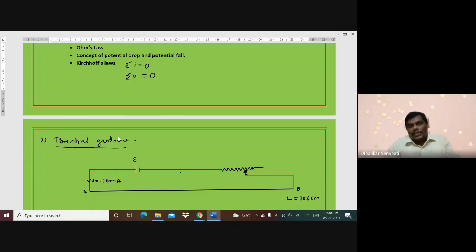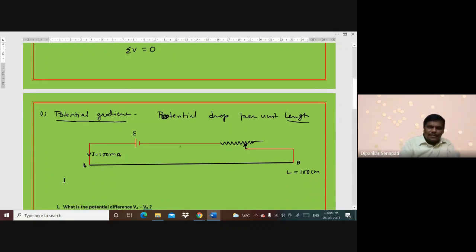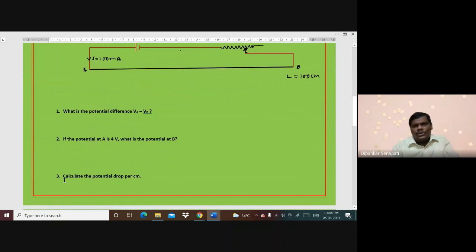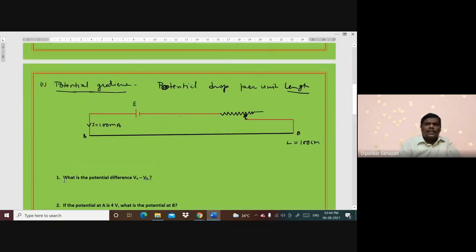Now see, potential gradient. What is potential gradient? It is exactly the potential drop per unit length. Let us understand the concept of this potential gradient with this simple circuit, and let us try to answer these three simple questions. Then we'll be able to understand potential gradient.